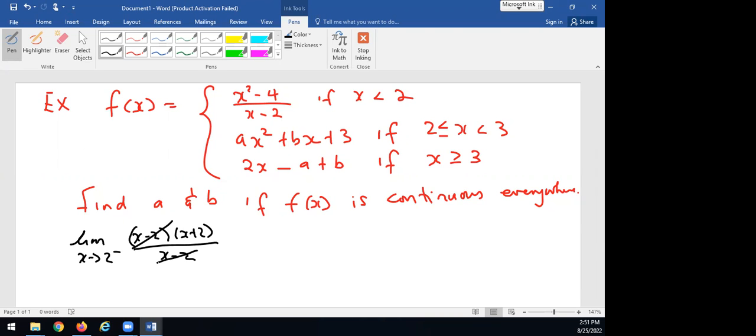And what does that give us? If we plug in 2 into this, what does it give us? 4. 2 plus 2 is 4. So that's equal to 4.